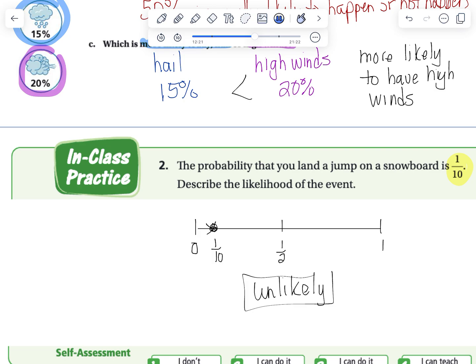Okay. The display shows the data of a recent baseball season. An outfielder has to run 80 feet to catch a ball with a hang time of 6 seconds. Describe the likelihood the outfielder will catch the ball. So how likely will this be?